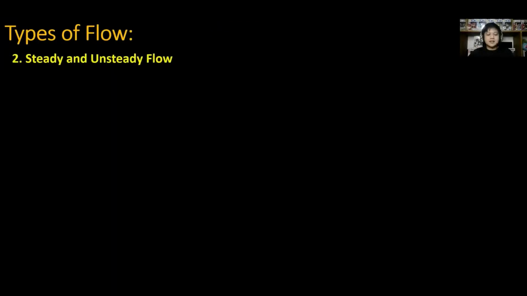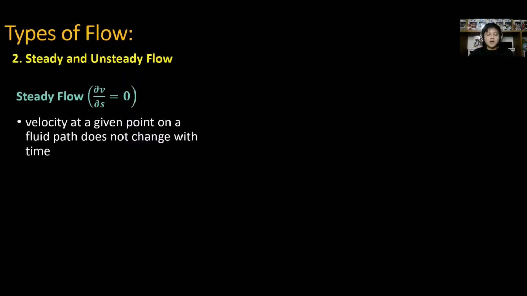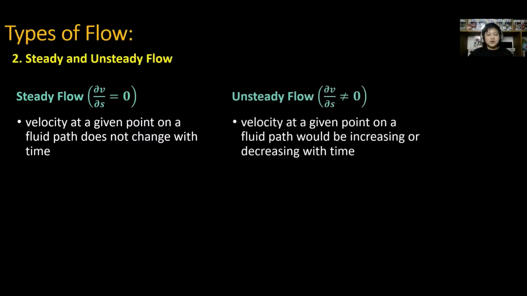Second is steady and unsteady flow. For steady flow, the velocity at a given point on a fluid path does not change with time, while for unsteady flow, the velocity at a given point on a fluid path would be increasing or decreasing with time.